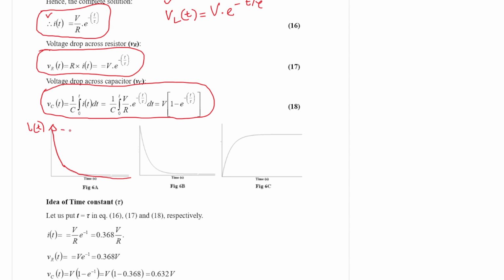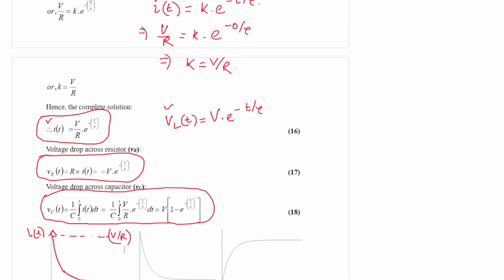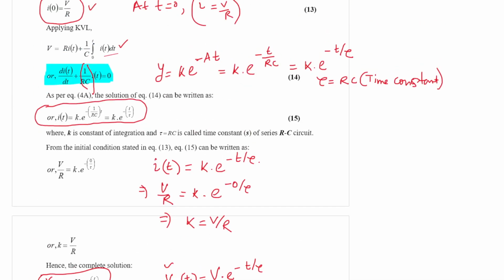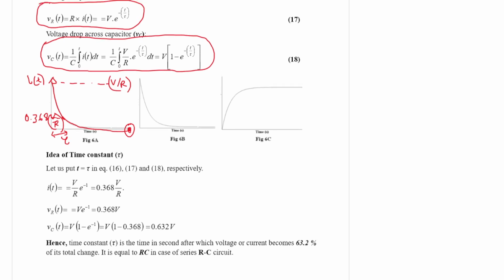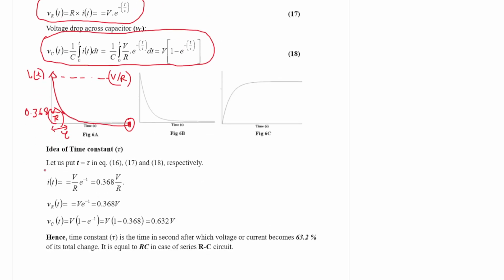So similarly, initially it starts with some current V by R, as stated here. At t equal to infinity, it will be 0. Okay, and at some middle portion, let us say this is tau, it will be 0.368 V by R. So the same response.